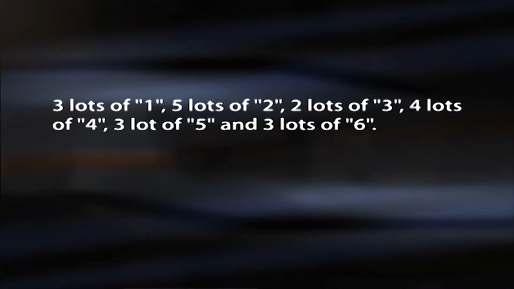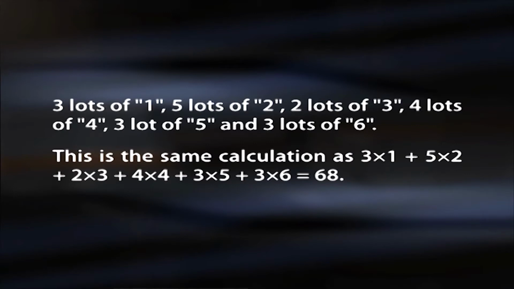We could have found these figures more easily. To get the total, we have added up 3 lots of 1, 5 lots of 2, 2 lots of 3, 4 lots of 4, 3 lots of 5 and so on. This is the same calculation as 3 × 1 plus 5 × 2 plus 2 × 3 and so on, in total 68. We have multiplied each value by its frequency and added up the results to get the total of all the values. We can also get the number of values more easily by simply adding up all the frequencies, that is 3 plus 5 plus 2 plus 4 plus 3 plus 3, that is 20.